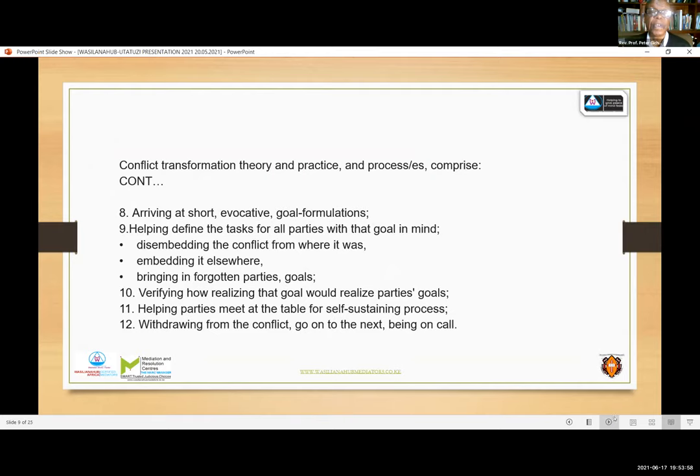So conflict then continued. Eight, arriving at short evocative goal formulations, which we normally do, helping define the task for all parties with that goal in mind. Then nine, this means disembedding the conflict from where it was, embedding it elsewhere, bringing in forgotten parties and goals. And then ten, verifying how realizing that goal would realize parties' goals. Eleven, helping parties meet at the table for a self-sustaining process. Very important, self-sustaining. Twelve, withdrawing from the conflict, go on to the next, being on call.